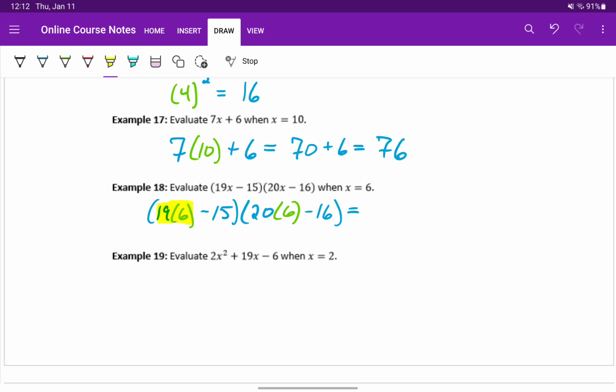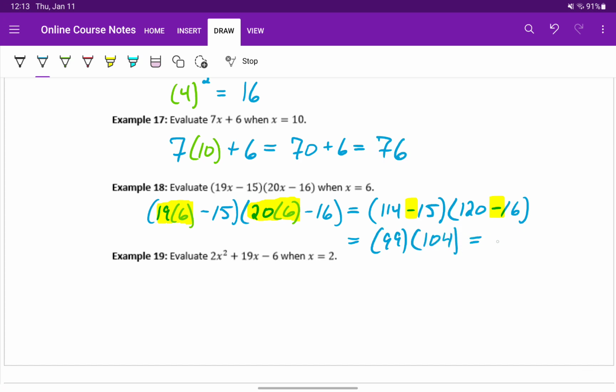Our first step will be to take 19 times 6 and 20 times 6, which will give us 114 minus 15 times 120 minus 16. Next, we'll work on what's inside the parentheses. So we'll subtract, which will give us 99 times 104. And our last step will be to multiply to get 10,296.